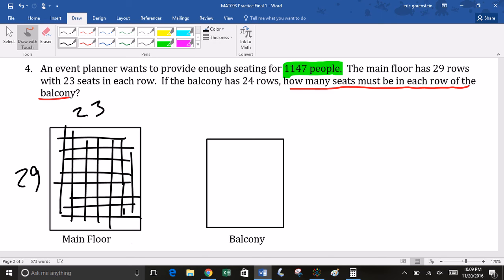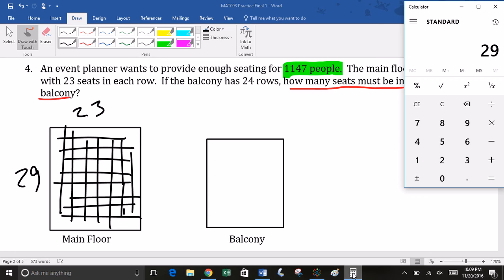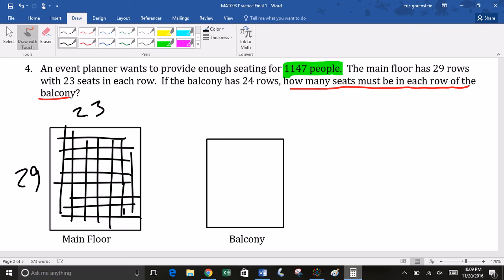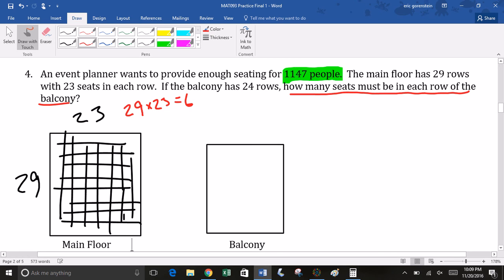So how many total seats are there on the main floor? Well, 29 rows, 23 seats each row. So we basically have 29 groups of 23. Let's pop open the calculator. 29 times 23 equals 667. So there's 667 seats on the main floor.